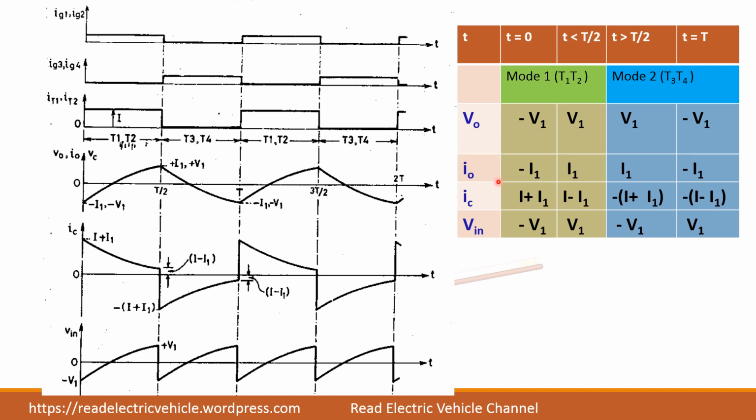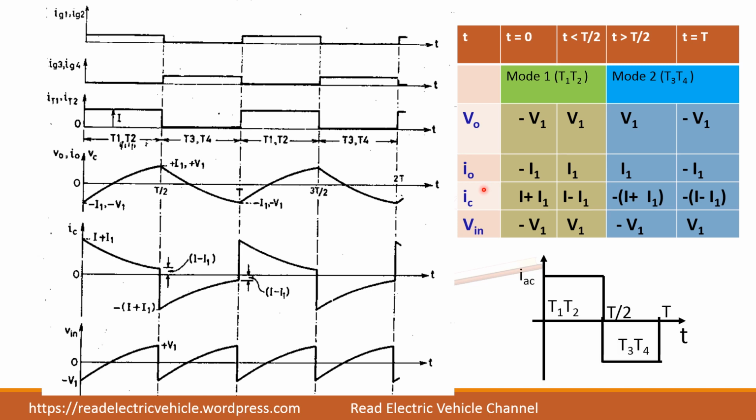Now we have already seen that the AC current is the sum of these two currents. So if you see the IAC current, you add these two, you will get I as the magnitude. Add these two, you will get I only. So whenever you add these two, you will get I only. So I or minus I. So this is the output current.